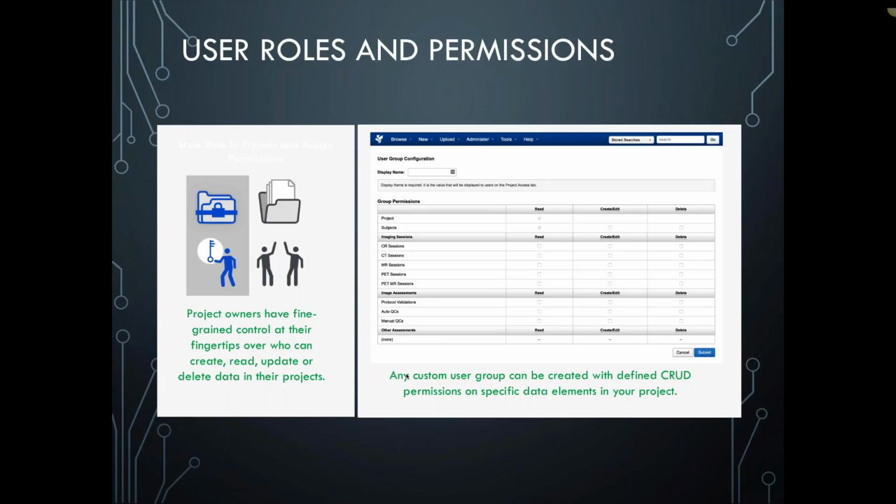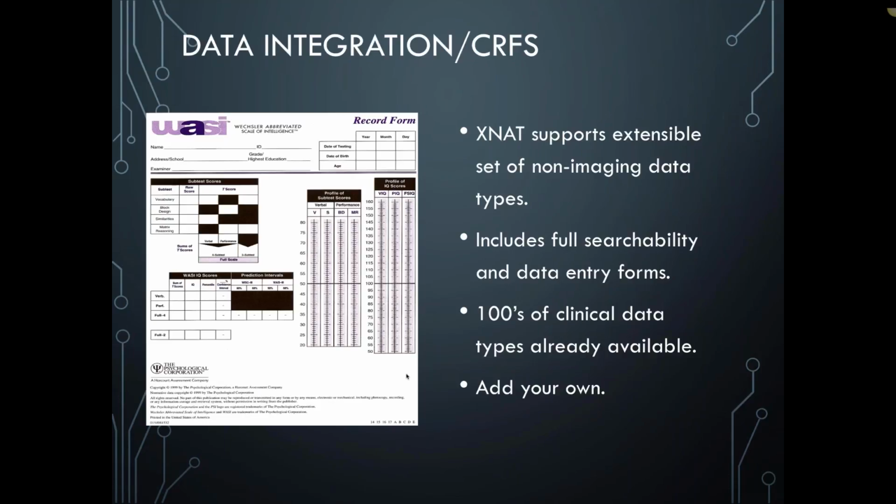XNAT also embeds case report forms or data entry forms so that you can collect data other than the imaging. So for example, if you're doing a neuroimaging study and are using the Wechsler IQ scale, you could have a form to capture the measurements from that assessment into XNAT. There are already many hundreds of forms that have been built into XNAT, and many people have shared those with the community. It's also pretty straightforward to add your own if you have a custom form that you need to implement.